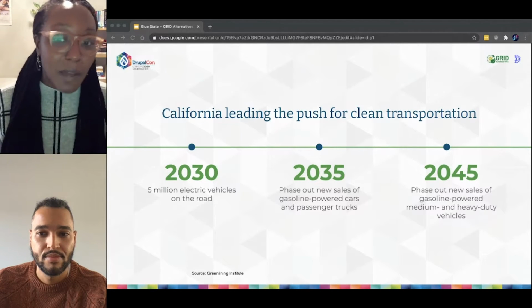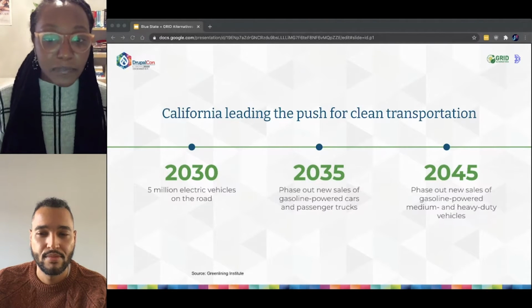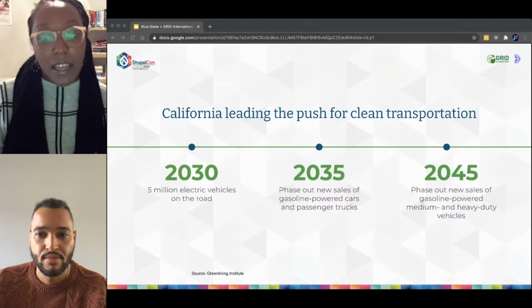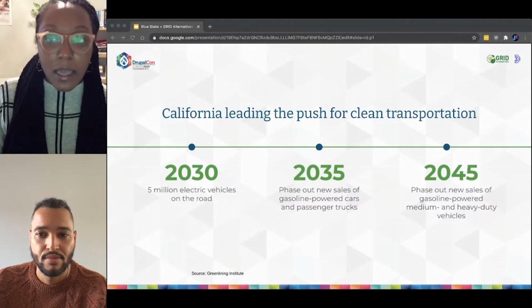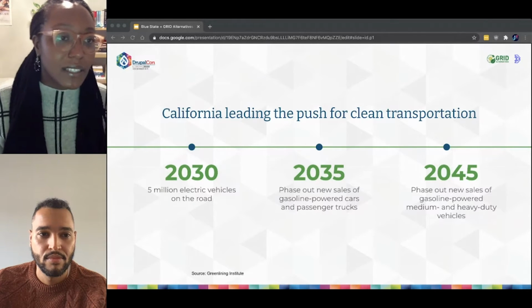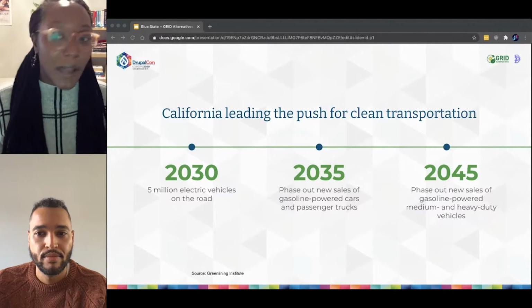And as of last month, we had close to 750,000 EVs registered in California, and that's battery electric vehicles and plug-in hybrid electric vehicles. But really the question that my project is trying to answer is, can we scale this equitably? And we're doing our best.